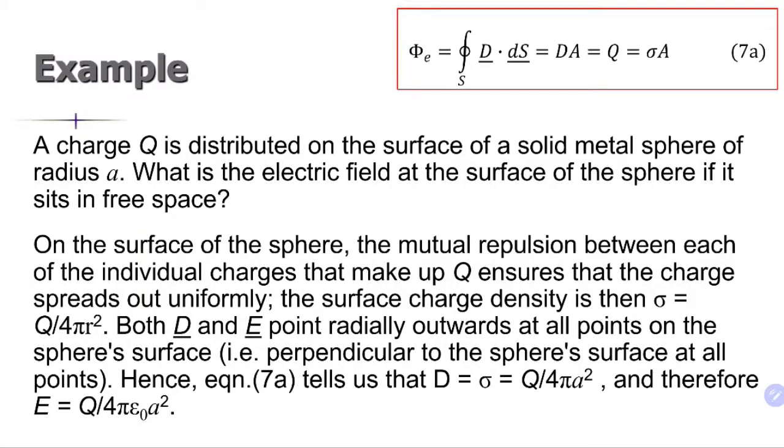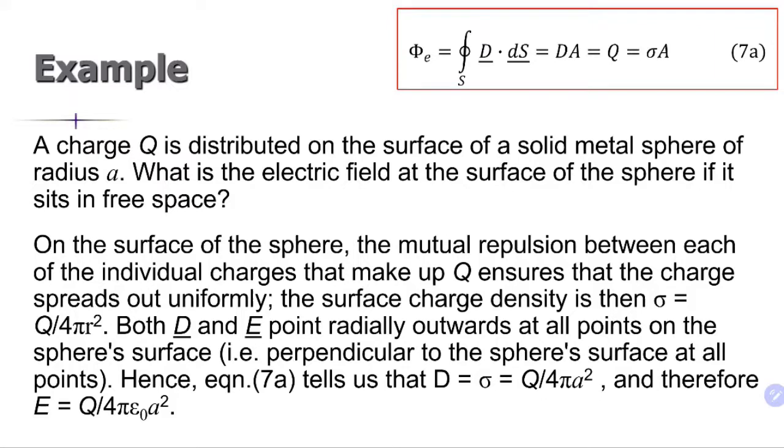Okay, here's an example. A charge Q is distributed on the surface of a solid metal sphere of radius a. What is the electric field at the surface of the sphere if it sits in free space? So you think of a charged ball. Okay, if you have Q charge equally distributed on the surface of this metal ball, so I ask you, what is the electric field at the surface of this metal ball?